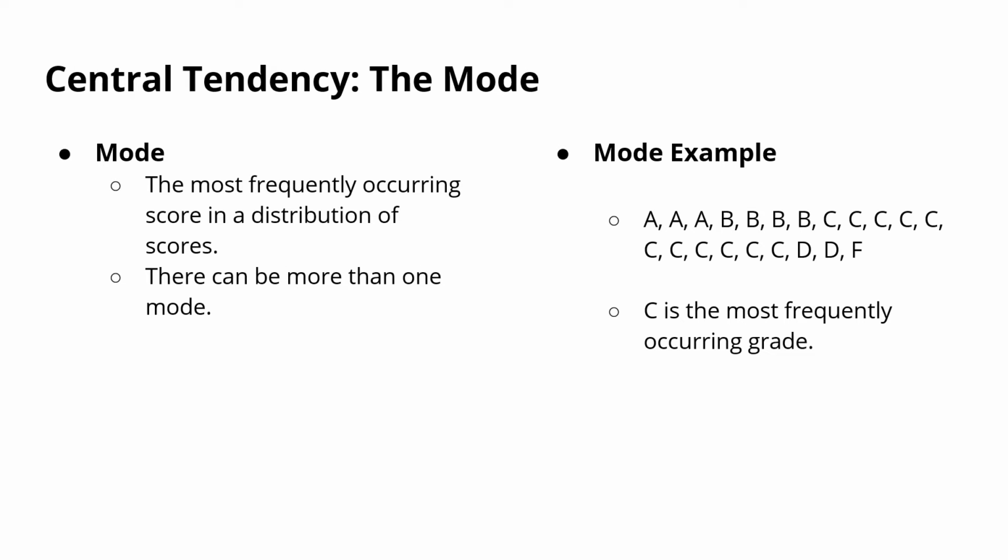Finally, we have the mode. The mode is the most frequently occurring score in a set of scores or in a distribution of scores. For an example here, we have grades on an exam from A to F. If we count up the number of scores in each category, we have 3 A's, 4 B's, and so forth, you can see that C is the most frequently occurring grade. So that would be the mode of this data set, the most frequently occurring score.